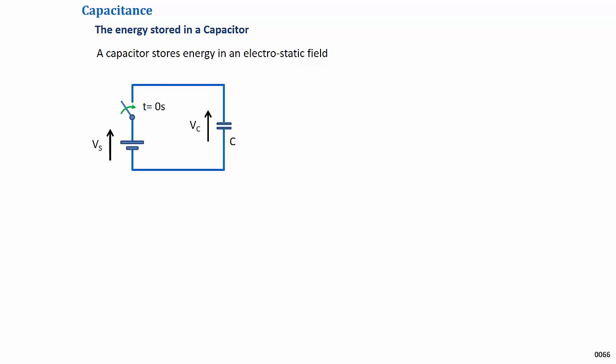As a capacitor is charged, it stores energy in the form of an electrostatic field, energy that will be recovered when the capacitor is discharged. Consider the circuit shown. When the switch is closed at time 0, charge will flow into the capacitor until the voltage across the capacitor equals the supply voltage, Vc equals Vs. At this point, the current flowing into the capacitor will be 0, and the capacitor will cease to draw power from the supply.